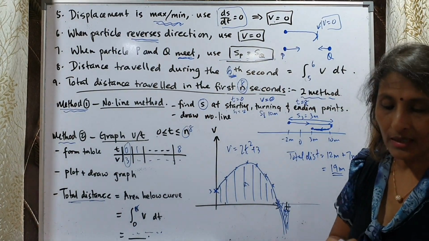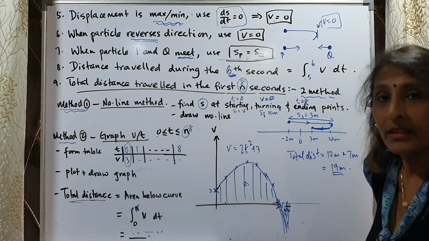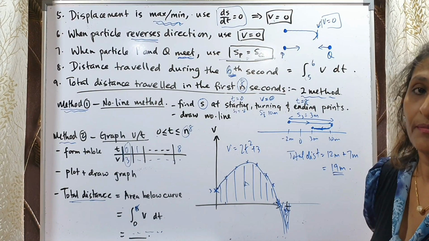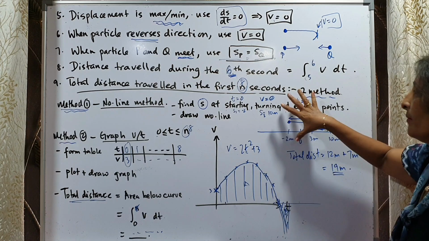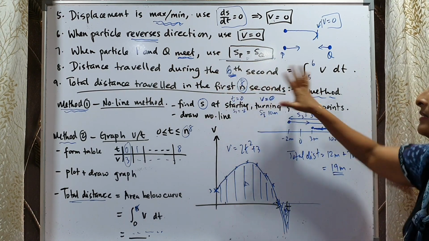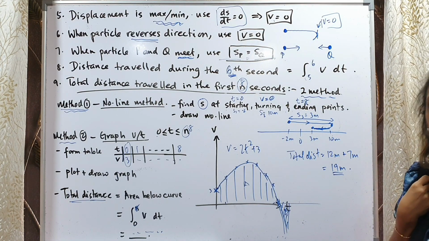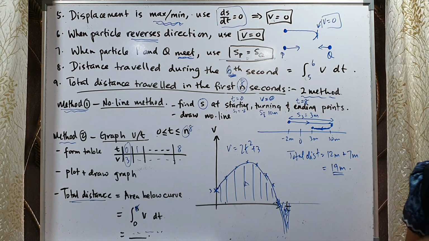Well, I would recommend you stick to method 1. It's shorter. It doesn't take so much of your time. I would recommend method 1. Whenever you want to find total distance traveled in the first n seconds, use the number line method and you should get the answers faster.